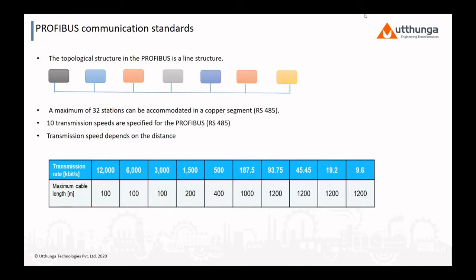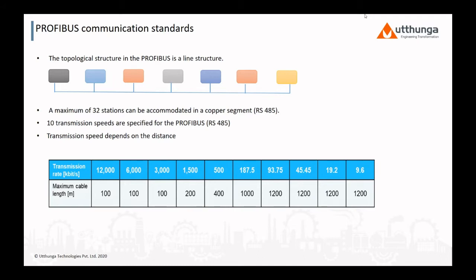So we'll go to some communication standards. Topology in PROFIBUS is a line structure, a daisy chain. And since it is RS-485 communication, you cannot have more than 32 stations in a single network, because the energy will be reduced gradually. Only 32 devices can communicate in a single segment.